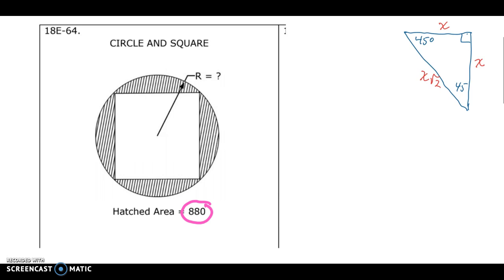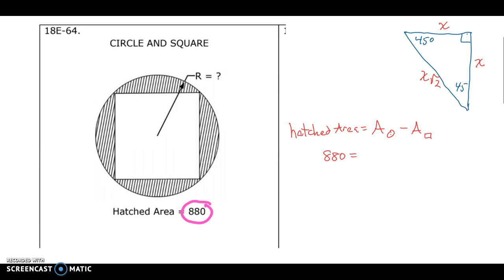So the hatched area is the area of the circle minus the area of the square. So we'll write an equation using that. Hatched area equals area of the circle minus the area of the square. And the next step, we'll go ahead and substitute. The hatched area is 880.